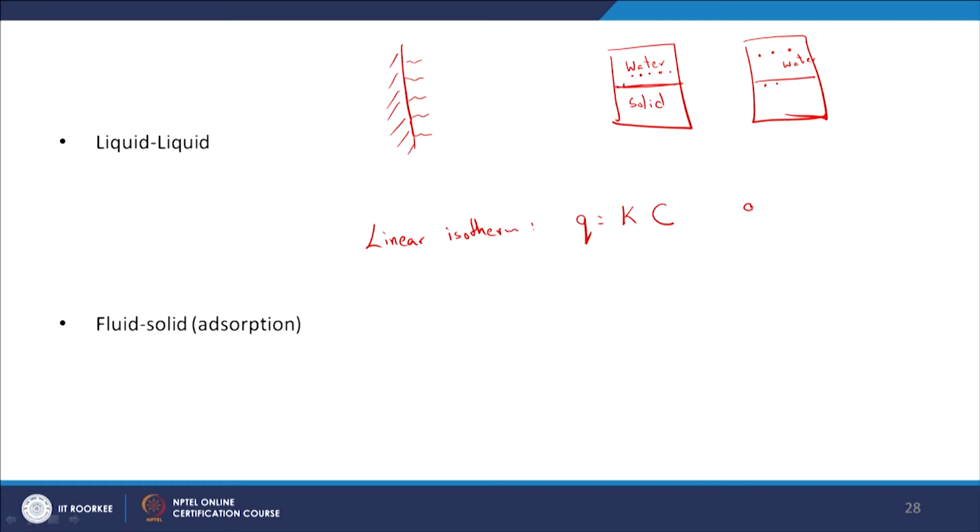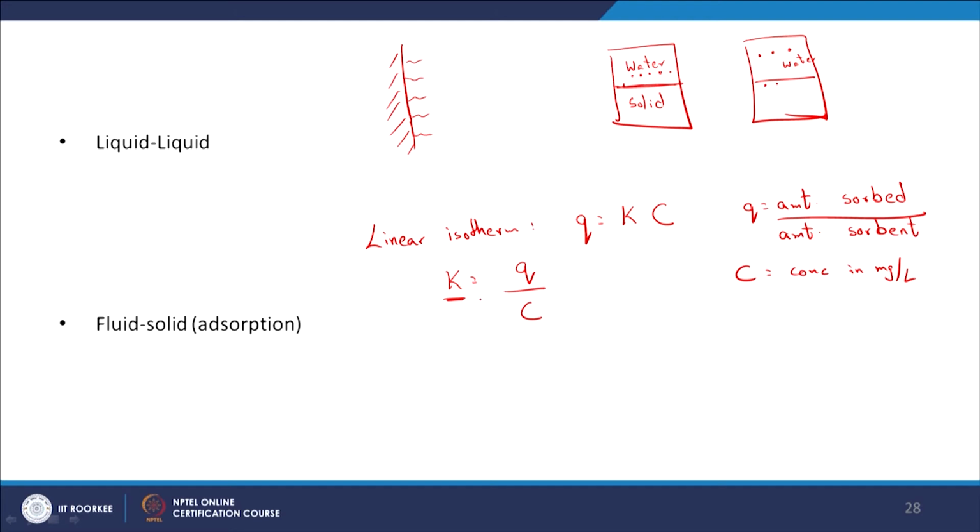Again, Q is the amount sorbed onto the solid phase by amount of the sorbent, right. Amount sorbed onto the solid phase, and C obviously is your concentration, typically in milligram per liter, in the aqueous phase or whichever your liquid phase is, right. So again, you can think of K here as an equilibrium constant if you want to, K equal to Q by C is an equilibrium constant, right.